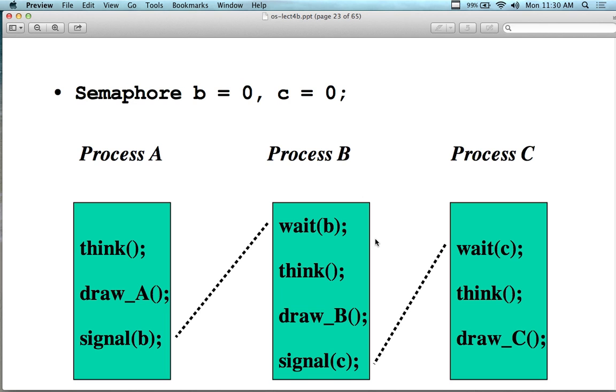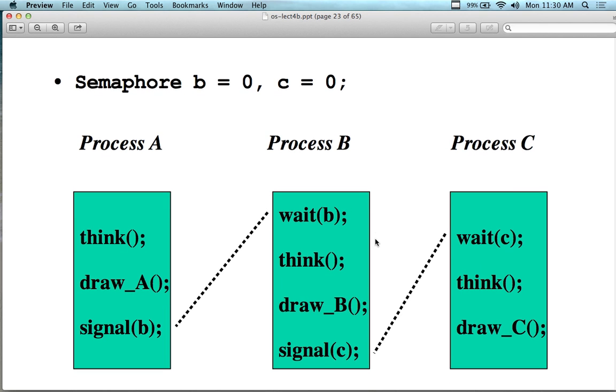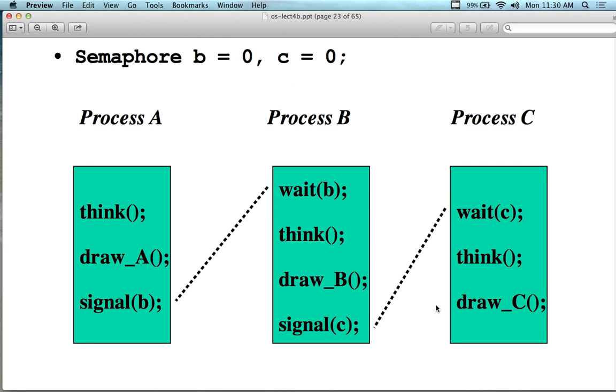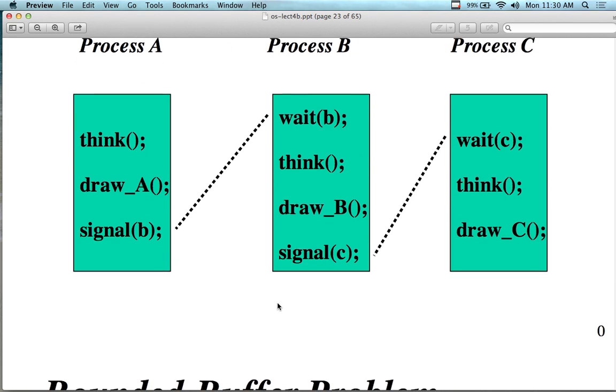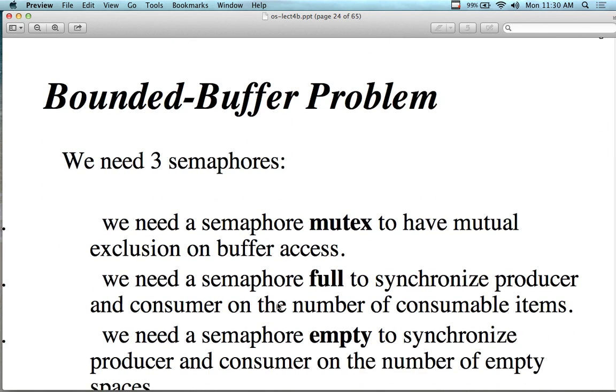So let's see, we have B is equal to 0, C is equal to 0. We're going to synchronize, and we're just passing the baton back and forth between A, B, and C. You want to think of it that way. Changing the states: wait B, so draw A, signal to B; wait B, signal to C, and then go back to A; or wait C, signal to A, or draw C.